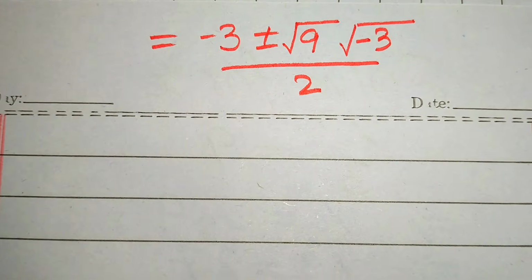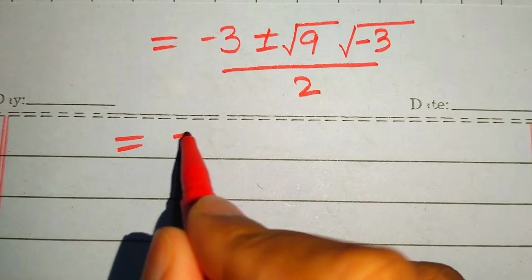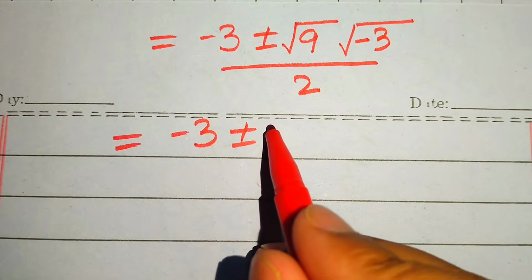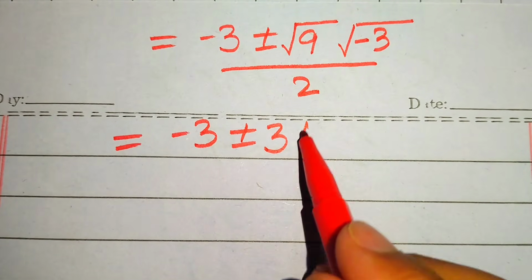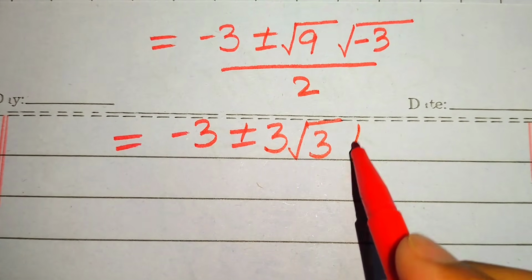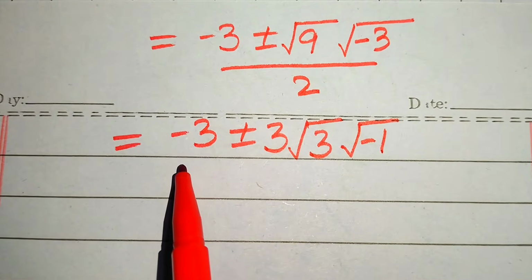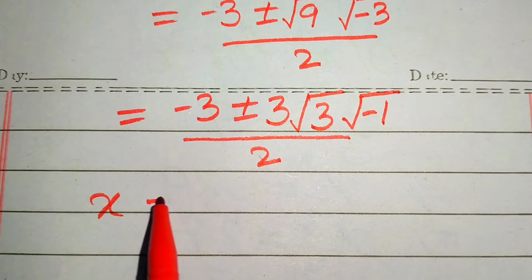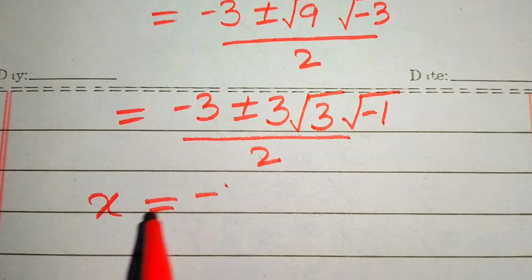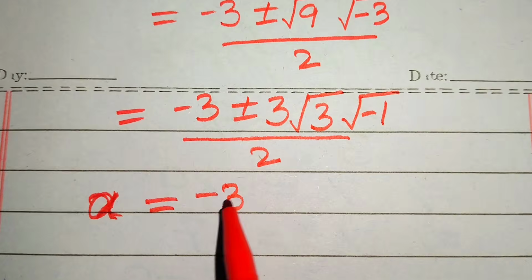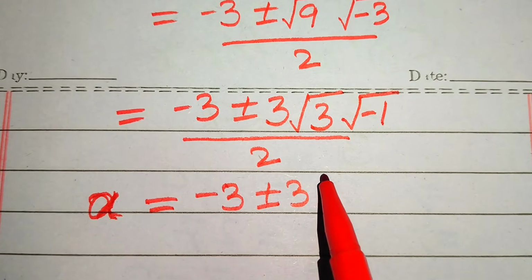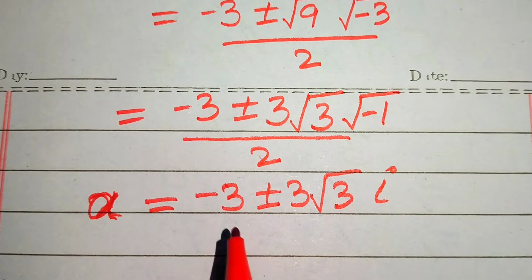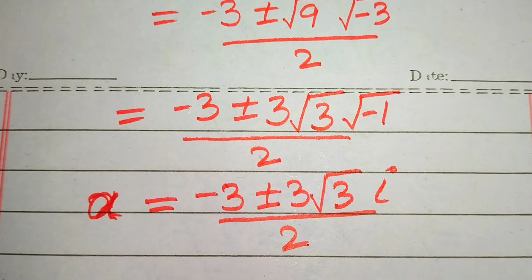Further, we get minus 3 plus minus, and we know the square root of 9 becomes 3, and here we again break this square root sign and apply the square root on 3 and on minus 1, divided by 2. So finally we have a is equal to minus 3 plus minus 3 times square root of 3, and we know that the square root of minus 1 becomes iota, divided by 2.